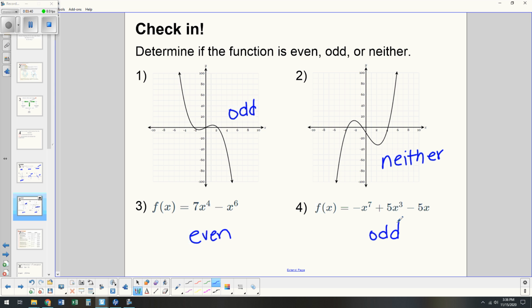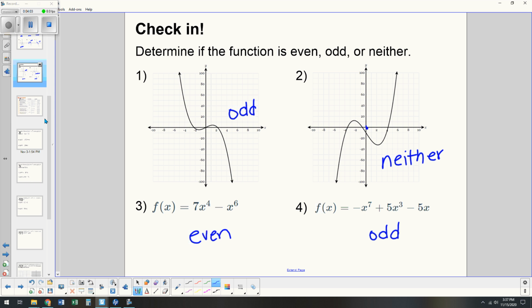Okay, so number 1 was odd. It went through (0, 0), and then the same thing, or I should say the opposite thing happened on both sides. Number 2 did not pass through (0, 0), so it was neither. Number 3 had 4 and 6, which are both even numbers, so that's even. Number 4 had 7, 3, and 1. 7, 3, and 1 are all odd, so that's odd.